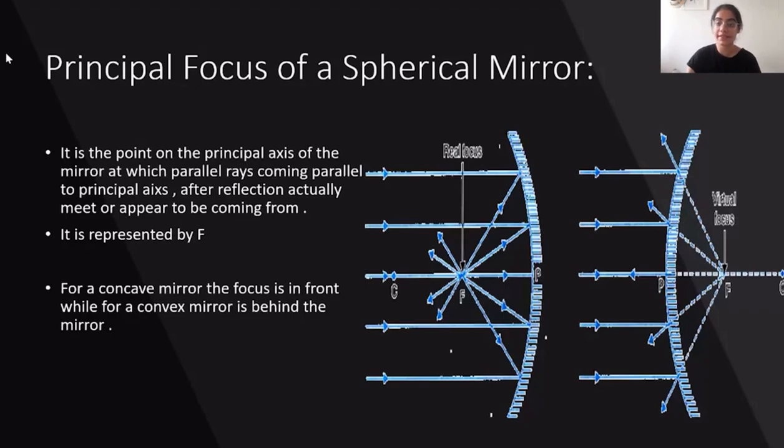Both of these points are termed principal focuses or foci of spherical mirrors. For a concave mirror, the focus is in front, while for a convex mirror, the focus lies behind the mirror.